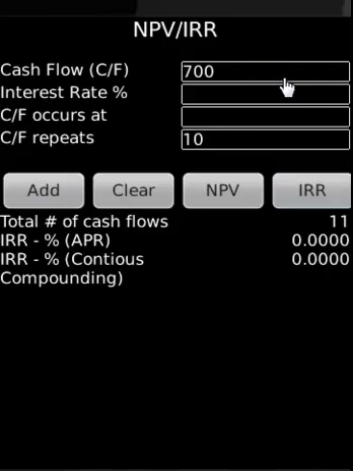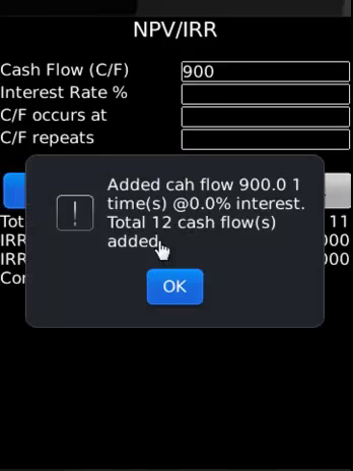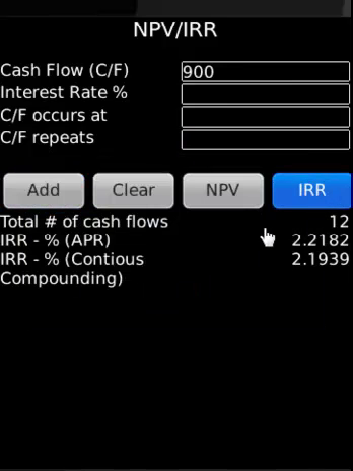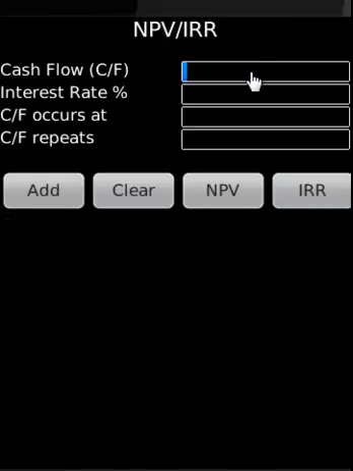So let us add some more value to it. 900, yeah, so okay, we are there. So now we see the IRR. So let's clear up all, let's calculate PV.